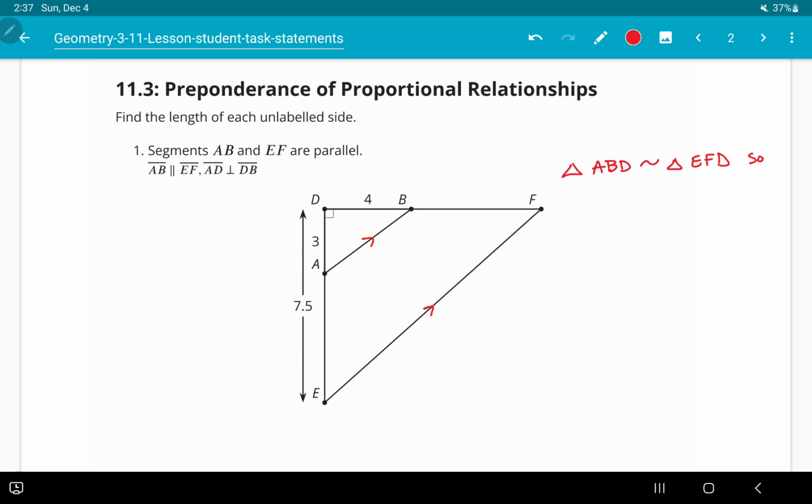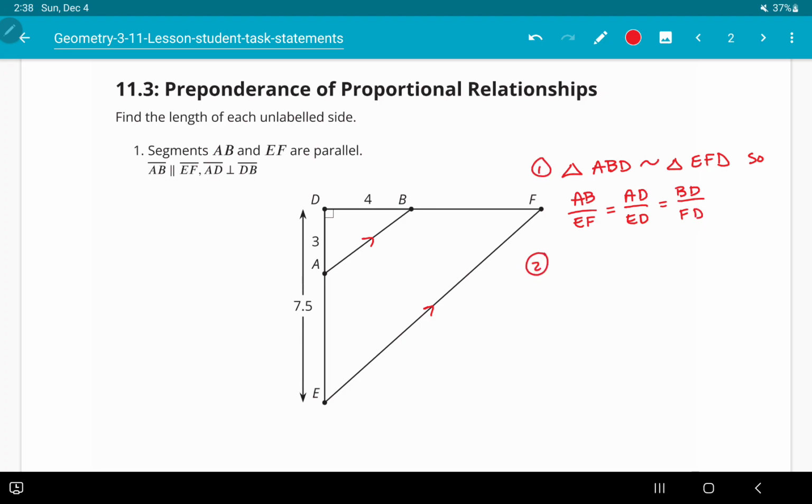So that means we have proportional sides. So we can use our similarity statement to write the proportions. AB is the first two letters, over EF is the first two letters, AD, first and last letter, over ED, first and last letter, and then BD, second and third letter, over FD, second and third letter. So that's our first step.